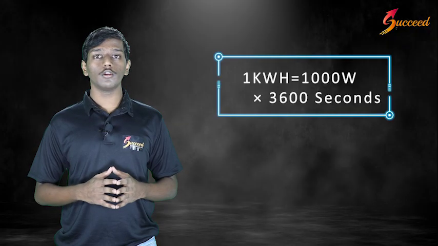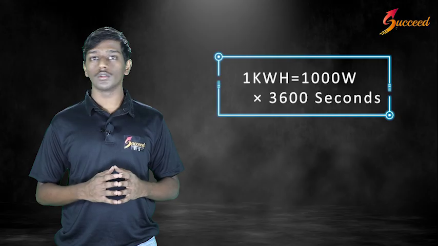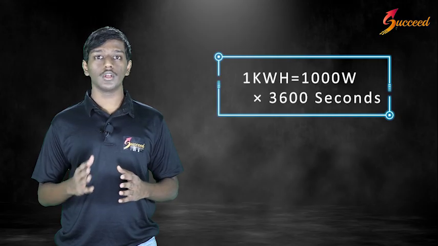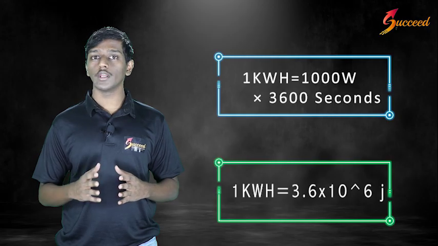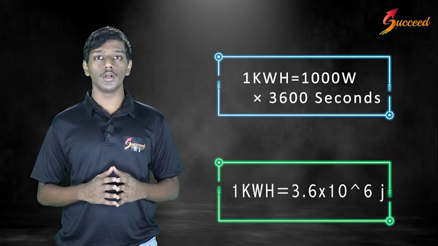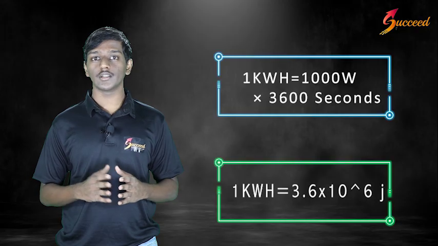Hence, we use kilowatts to measure electric power. 1 kilowatt is equal to 1000 watts. The energy consumed in our household activities is measured by the term kilowatt hour. 1 kilowatt hour is equal to 1000 watts into 3600 seconds. We get 1 kilowatt hour is equal to 3.6 into 10 power 6 joule.